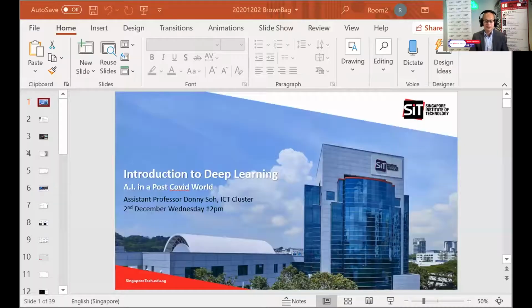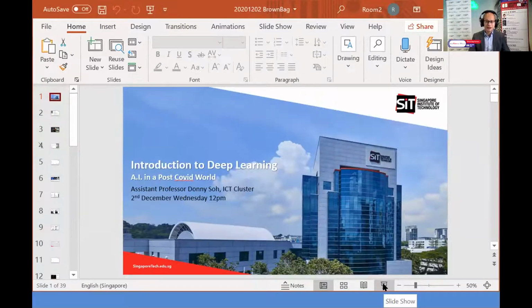So for today, the topic that we're going to be sharing on is Introduction to Deep Learning. But then there is a certain emphasis and certain slant towards that in the COVID-19 situation. But first, a little bit about myself.